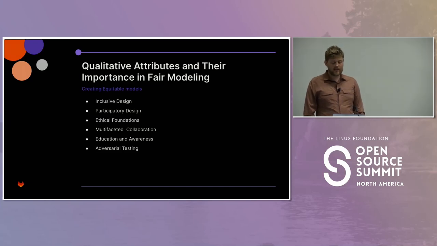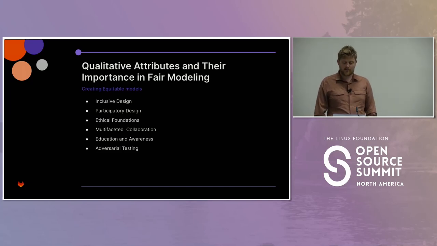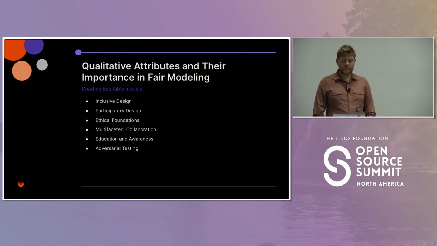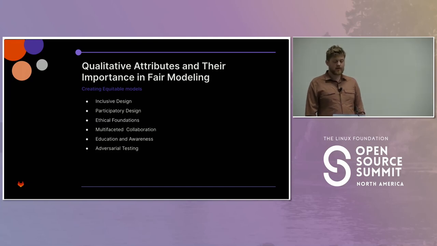So, multifaceted collaboration. Collaboration between experts in different fields, including computer science, law, and social science, helps ensure that the model is developed with a comprehensive understanding of the relevant ethical, legal, and social issues. Stakeholder involvement. Stakeholders who may be impacted by the system. So that represents groups that are both taking part in the design and the individuals who will be impacted by the represented data.